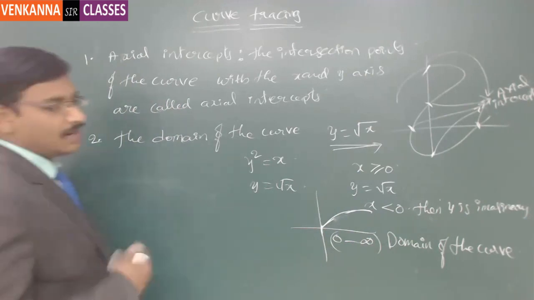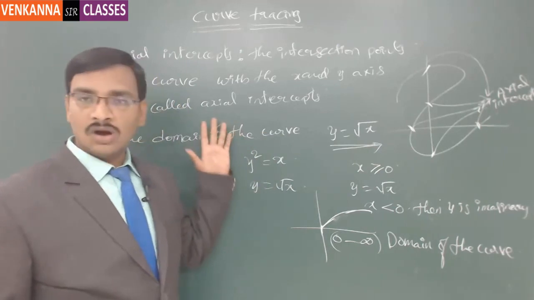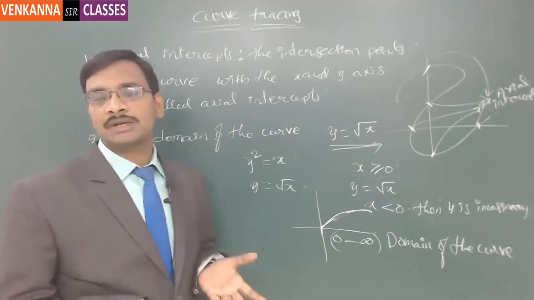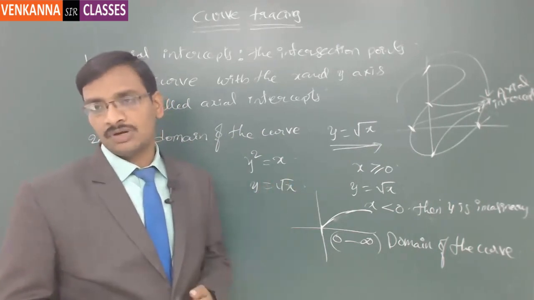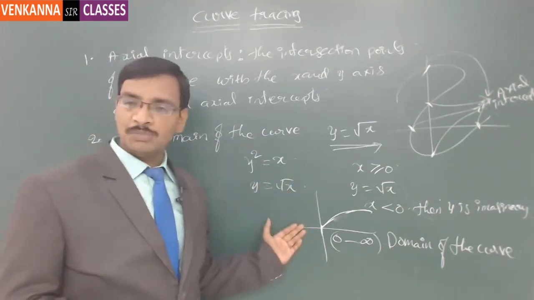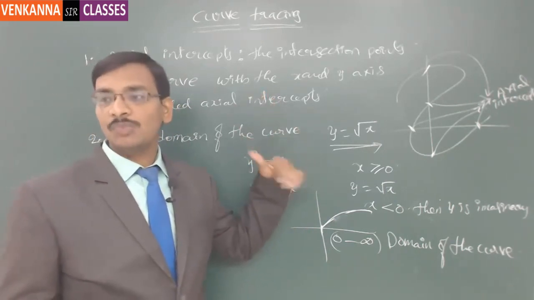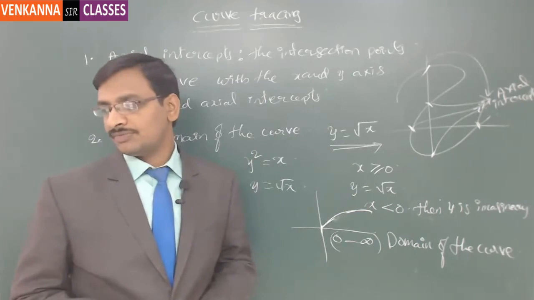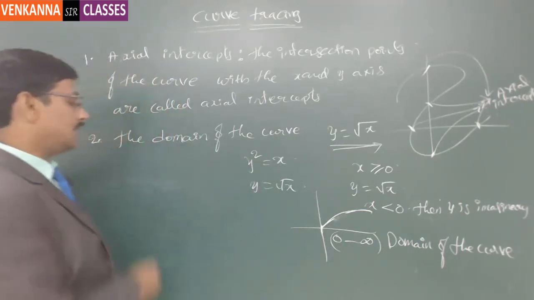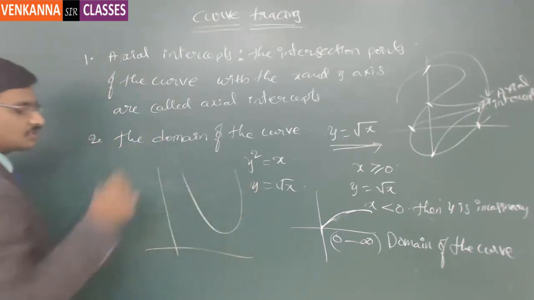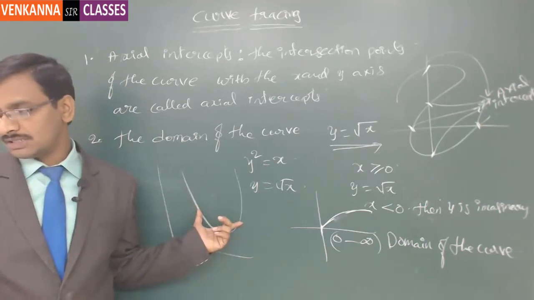So for a random curve, you may consider all the aspects, or you may consider them depending on the case, whether it is applicable or not. For some cases, this may be applicable. In some cases, the curve may not intersect the axes. Suppose if the curve is like this, then there is no point in tracing for the axial intercepts because it is not intersecting. Got it or not?